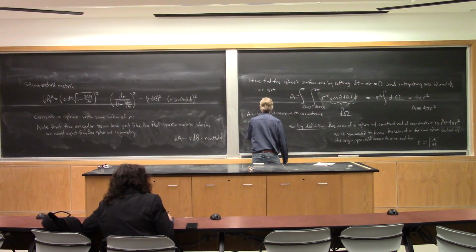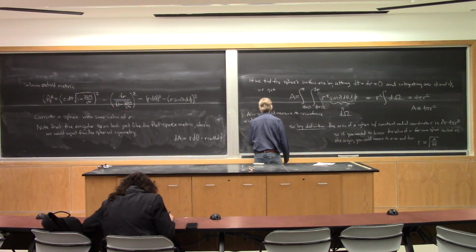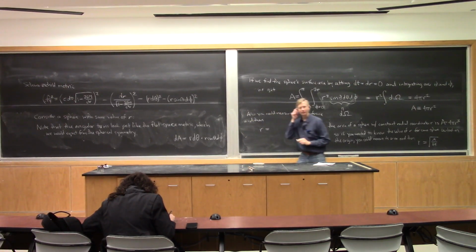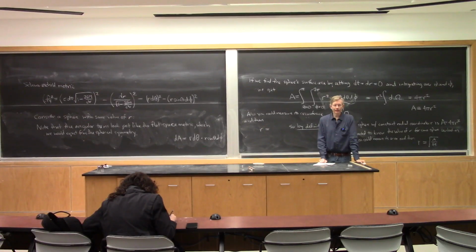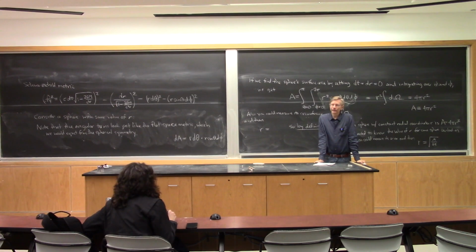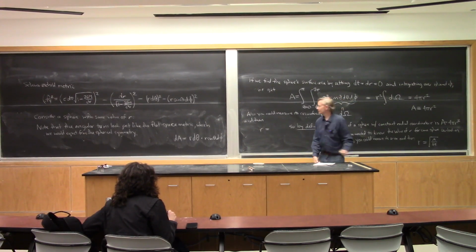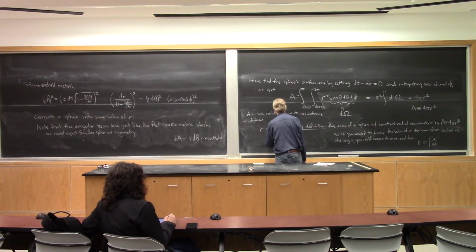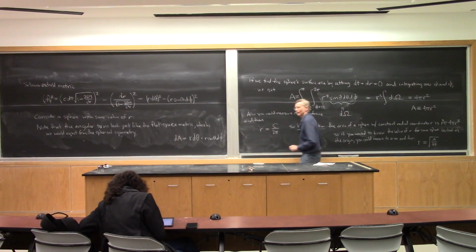And then, in terms of the circumference, what would r be? What would the radial coordinate be? If I measure the circumference, I get some value, capital C. How do I turn that into the r coordinate? C over 2 pi. Yeah, C over 2 pi.